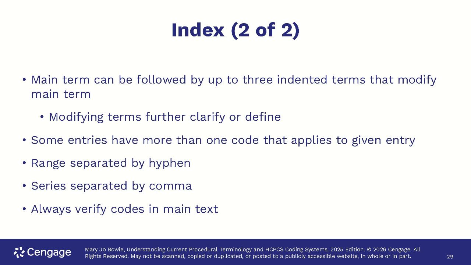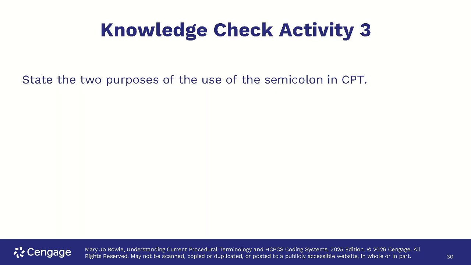So, I already told you about this, and now you get to see it. The main term can be followed by up to three indented terms that modify the term. You just saw that. Some entries give you one code, some give you a range that's separated by a hyphen, and the other could be separated by a comma, either-or. So we always verify the codes in the main portion of the book 100% of the time.